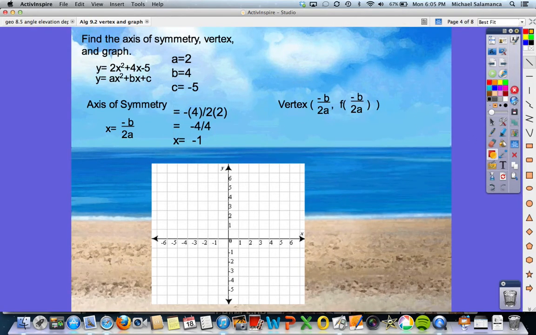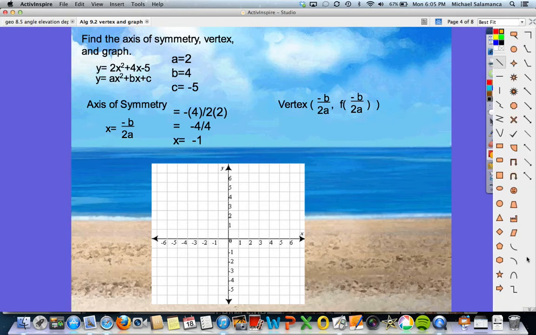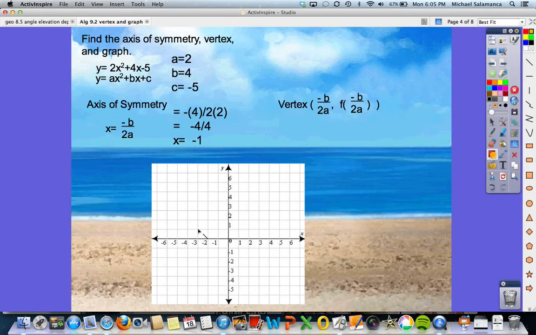Now the axis of symmetry, like I said, splits our parabola into two congruent segments, or two symmetrical pieces. So if x equals negative 1, that's over here, we are going to draw a vertically dashed line. This is our axis of symmetry. And you'll see what it does in just a second.